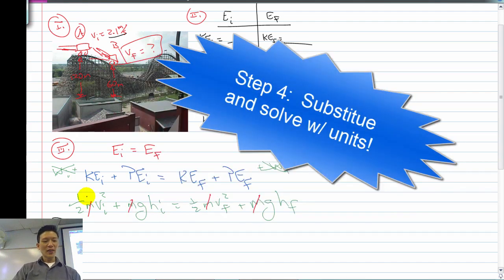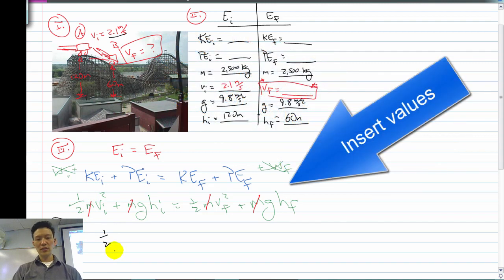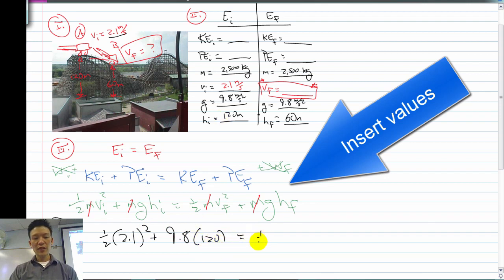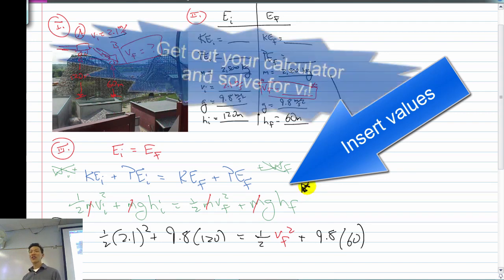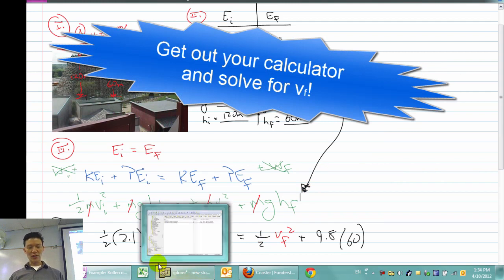Into our equation, plug and chug. Here we go. So this reduces to 1/2 initial velocity squared. What's VI? 2.1 meters per second, squared, plus the potential energy, which is 9.8 times the initial height of what? 120, is equal to 1/2 VF squared. What do I put in for VF squared? Oh, wait a second. That's what we're solving for, right? VF squared plus g, 9.8 times 60. So all I'm doing is just substituting in all my info from step 2 into step 3. That's why I want you to write out the equation so you don't screw up the algebra where the numbers go. So let's get out our calculators. You get out yours, I'll get out mine. I'll race you. You'll win.